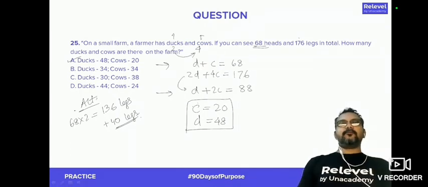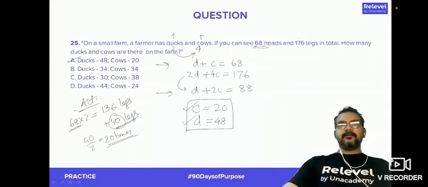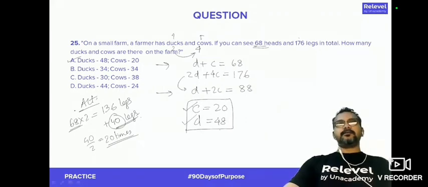So there are 4 legs. That means you are increasing the number of legs per animal by 2. You have to increase it by 40. So how many times do we need to convert? 40 by 2, that's 20 times. So 20 of these 68 ducks will become cows. You will have 20 cows and the remaining 48 will remain ducks.